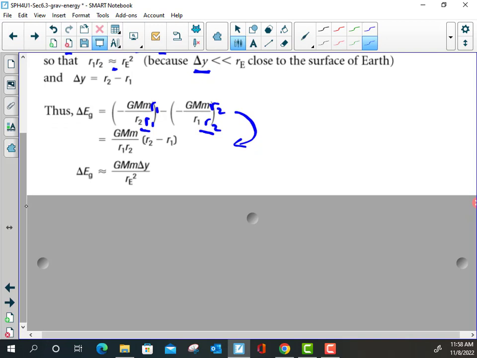Now, R1 times R2 right here on the bottom, we said that's the same as RE, the radius of the Earth, all squared. So they're making a simplification. They're also simplifying R2 minus R1 into delta y. And you're going to be like, well, what does that have to do with it? And you can notice the approximation.